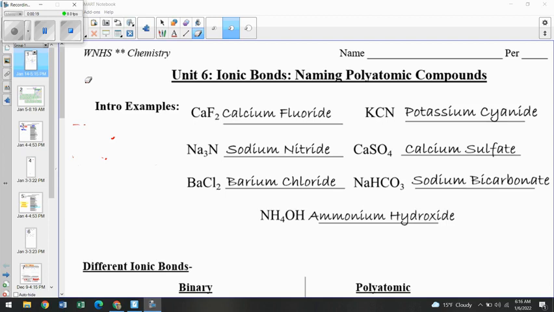So here's the deal. We are going to continue Unit 6 today. We're going to do a little bit of review of what we already covered right before winter break, and then we're going to learn some new stuff today concerning polyatomic ions and compounds. So we're going to do a brief review, learn some new stuff, and then you're going to do lots of practice.